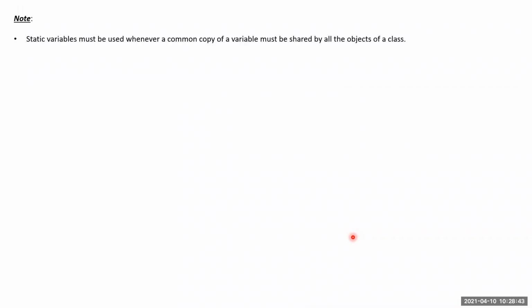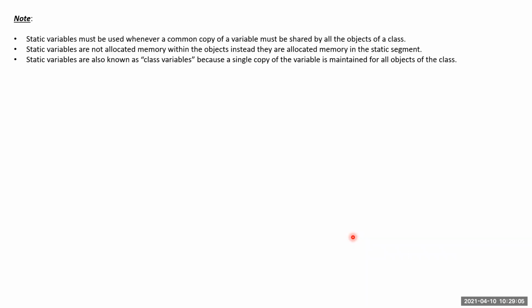Static variables must be used whenever a common copy of a variable must be shared by all the objects of a class. I hope you have understood this one. Second, static variables are not allocated memory within the object. Instead, they are allocated memory in the static segment. We saw that. Static variables are also known as class variables because a single copy of the variable is maintained for all objects of the class. As we saw, R was there for all the objects of the class Farmer.